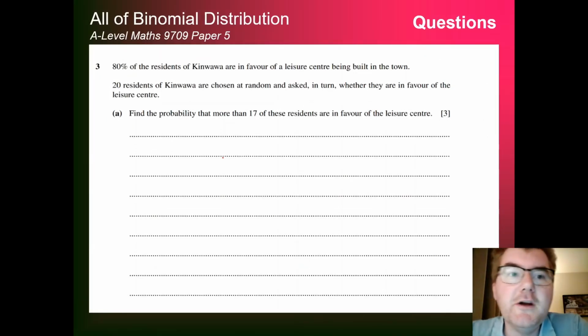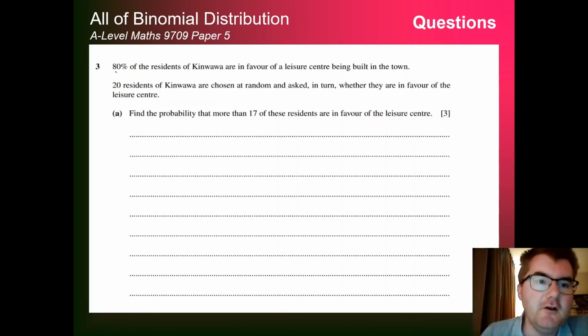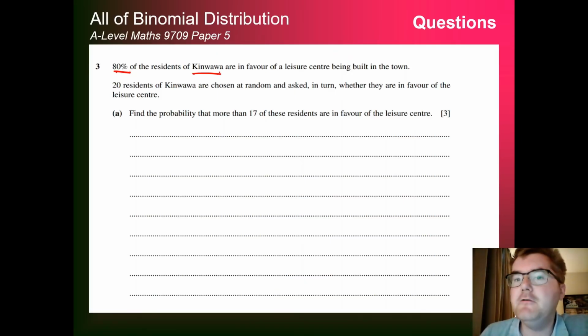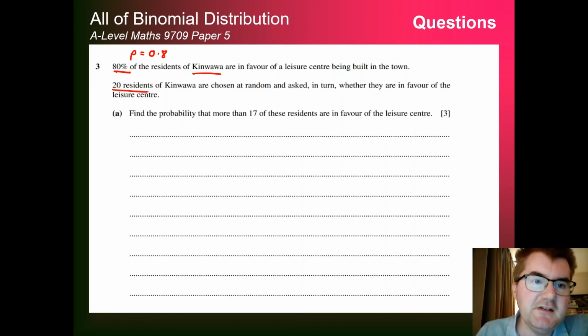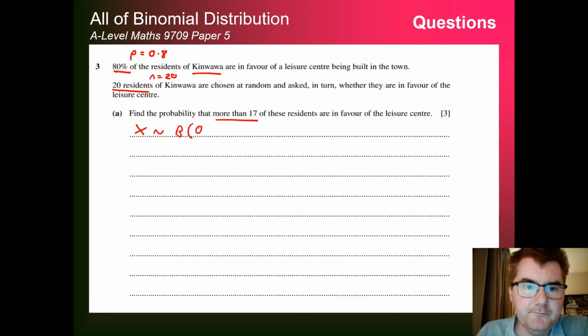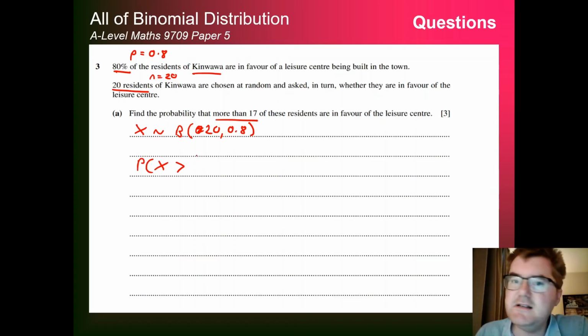Okay, and on to question 3 here. So 80% of the residents of Kinwara are in favour of a leisure centre being built in their town, so a probability of success is 0.8, and 20 residents are being chosen at random, so n is 20, and whether they're in favour. Find the probability that more than 17 of these residents are in favour of the leisure centre. So that means we are binomially distributed here with n of 20 and probability of 0.8, and we want to find x to be greater than 17.